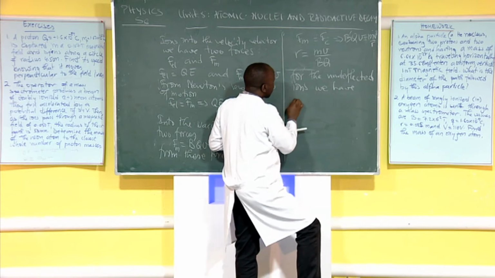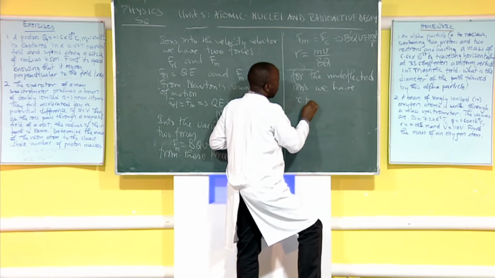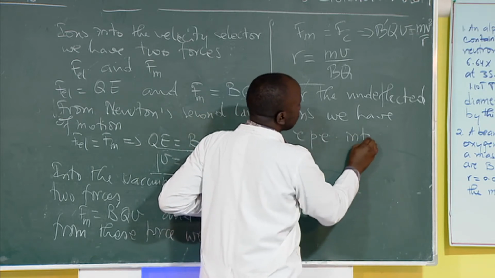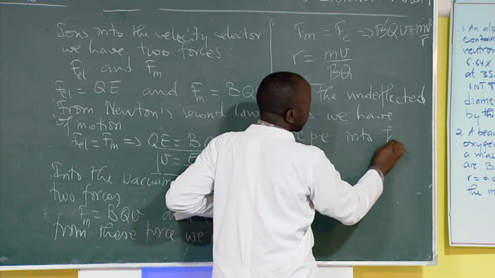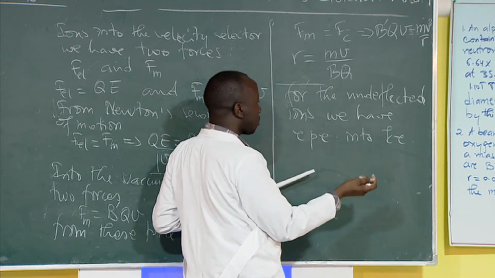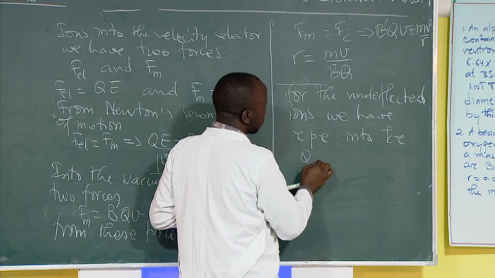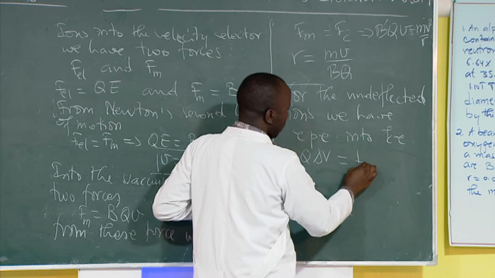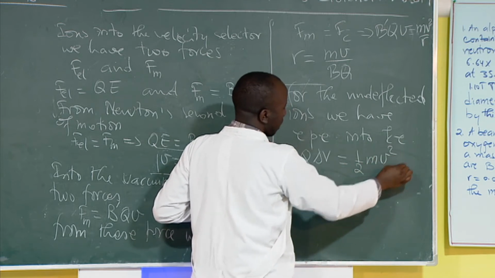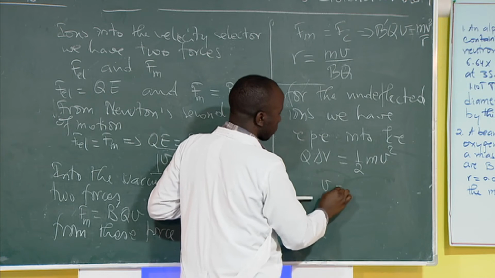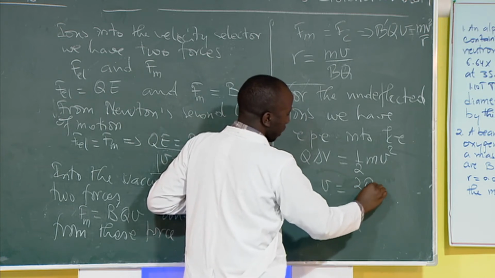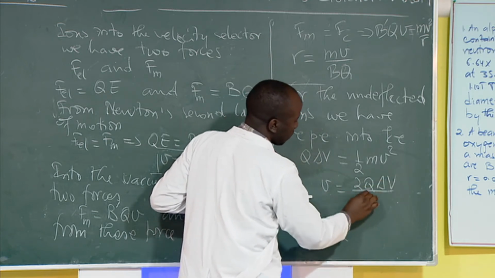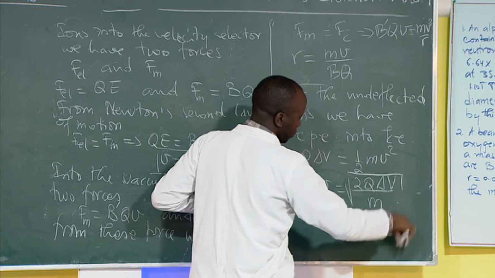So what we have is the electric potential energy, which is going to be transformed into the kinetic energy. So the electrons that are now moving, here we have the charge times the potential difference, which is equal to 1/2 mass times v squared. And then this gives v, which is equal to the square root of 2 charge times the potential difference over the mass.